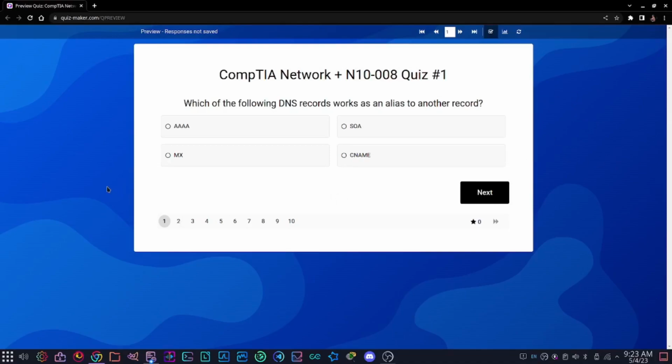So our first question is, which of the following DNS records works as an alias to another record? And we have Quad A, SOA, MX, or CNAME. So if you've been studying DNS records and things like that, we would know that the answer for this one is going to be CNAME, which would let you use aliases for another record.